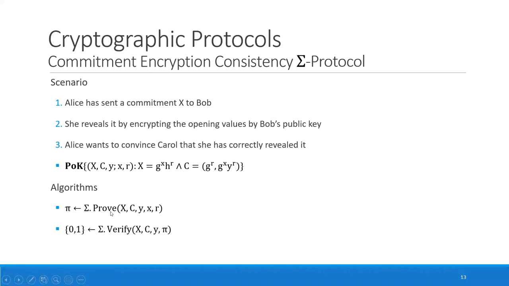So this is a sigma protocol. We have prove and verify algorithms. In the prove algorithm, we take the commitment and ciphertext as public parameters, as well as the public key of the recipient, which is in this case Bob. And the secret values, or the witnesses, are the opening values, X and R. And also we have a verify algorithm, which takes the public input, X, C, and Y, and the proof, and it either accepts or rejects.